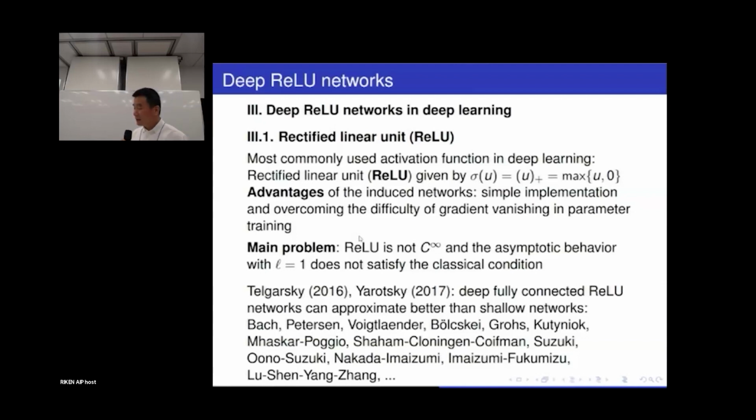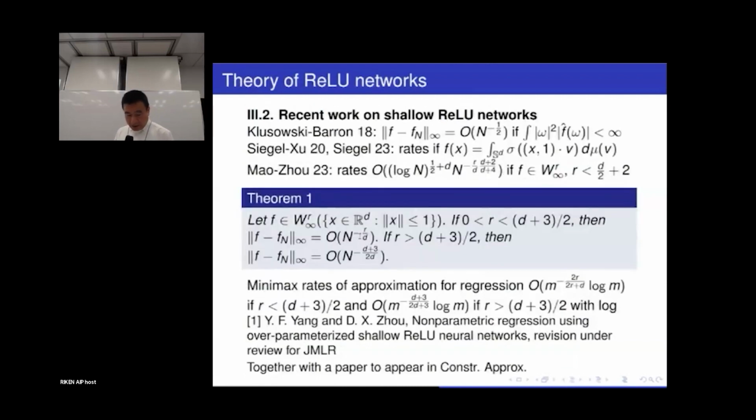Telgarsky and Yarotsky showed that if you take more and more layers, then you can approximate functions better and better to get universality. However, our recent finding shows that actually you do not need many, many layers. Even shallow nets are good enough in approximating functions.